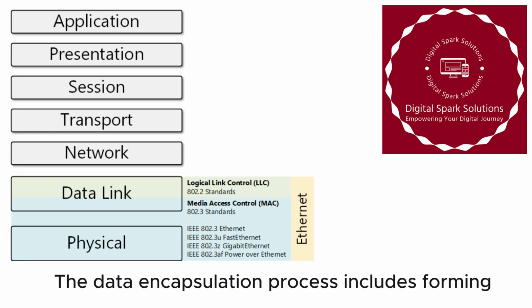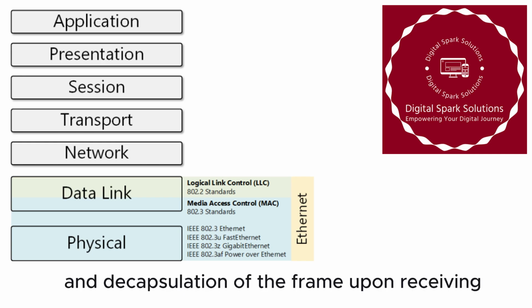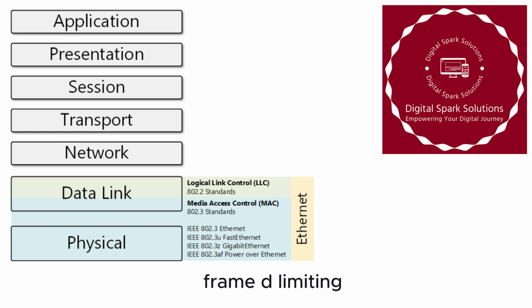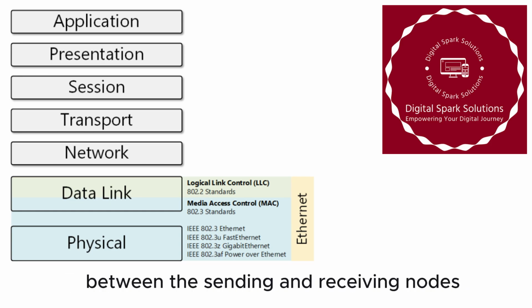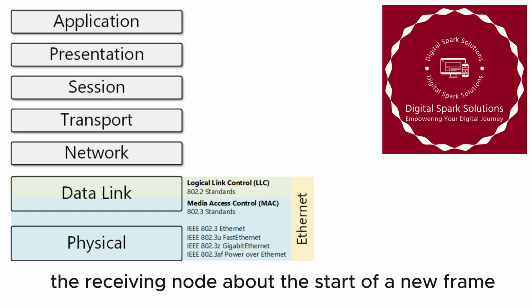Data encapsulation. The data encapsulation process includes forming the frame, adding Ethernet header and trailer, and decapsulation of the frame upon receiving. It provides three primary functions. Frame delimiting. This process provides bit-level synchronization between the sending and receiving nodes. It also signals the receiving node about the start of a new frame.